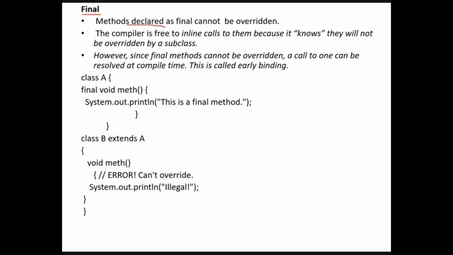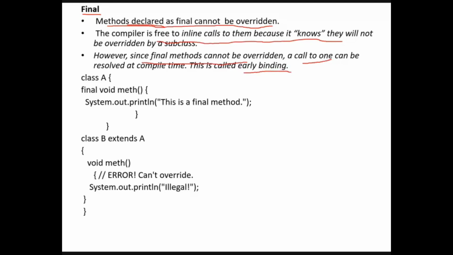So a method declared as final cannot be overridden. The compiler is free to inline calls to them because it knows they will not be overridden by a subclass. Since a final method cannot be overridden, a call to one can be resolved at compile time. Normally there is no static binding, but when I use the final keyword, early binding is possible because this function cannot be overridden.